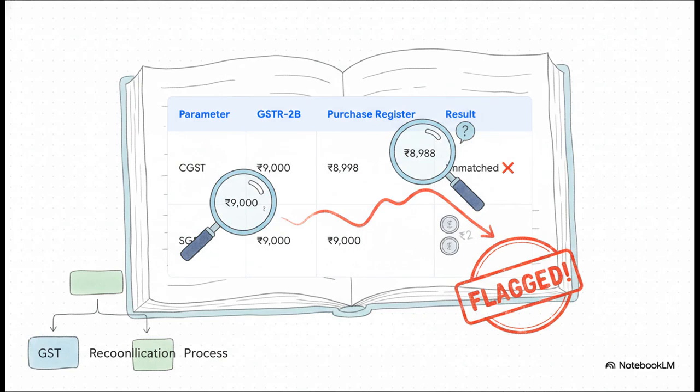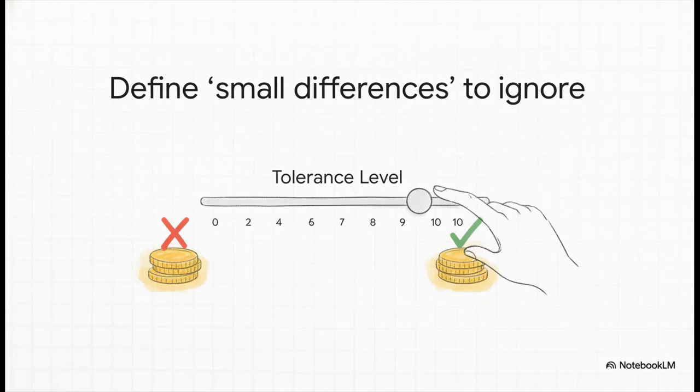Now, let's talk about a common frustration. In this example, everything matches up perfectly except for the CGST, which is off by just 2 rupees, probably just a rounding difference. In most systems, this tiny little issue would cause the whole transaction to get flagged with a big, scary, unmatched error. But here's the cool part. The tool is smarter than that.